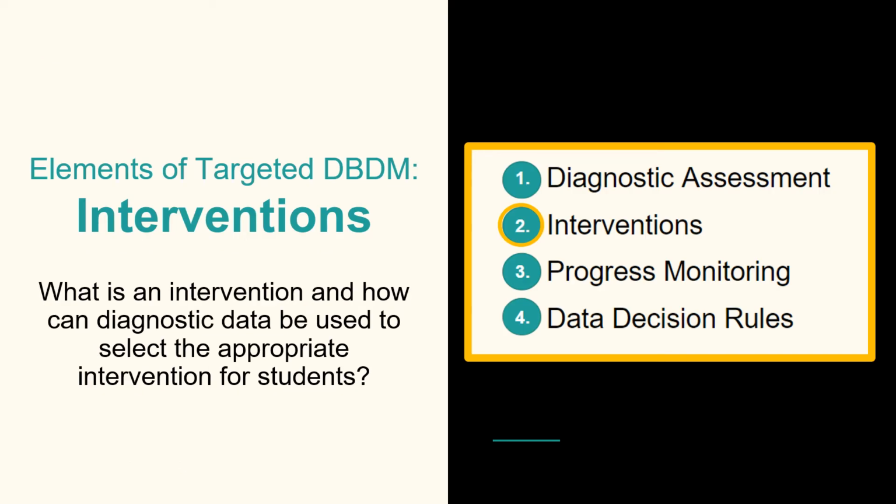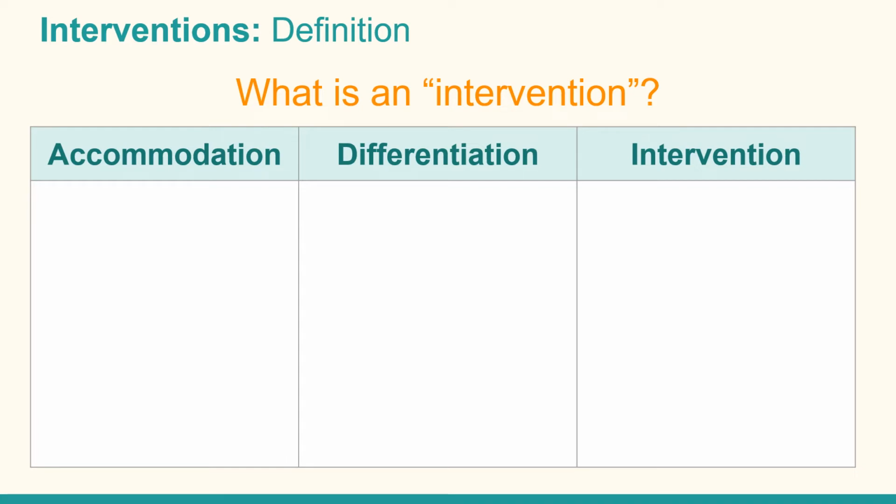After you've used a diagnostic assessment to determine the specific area of need for a student within a content area, you will then choose an evidence-based intervention to support that specific area of need. Let's take a look at what we are defining as an intervention. First, it's important that we distinguish an intervention from differentiation or a Tier 1 accommodation.